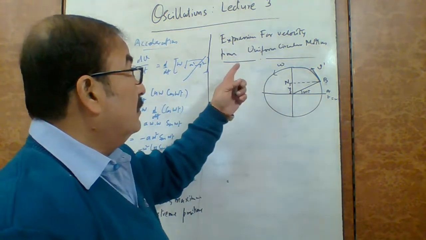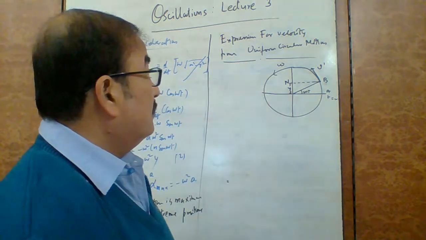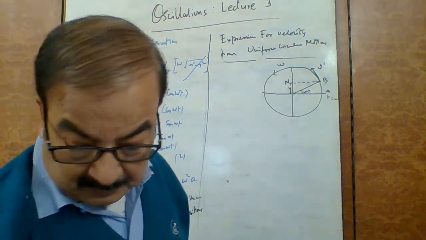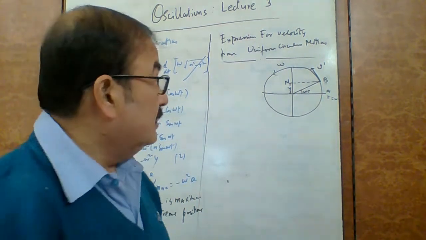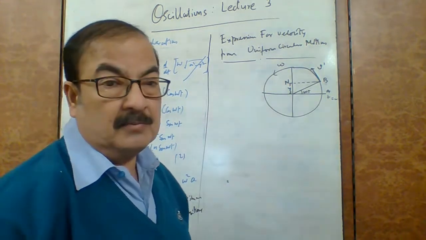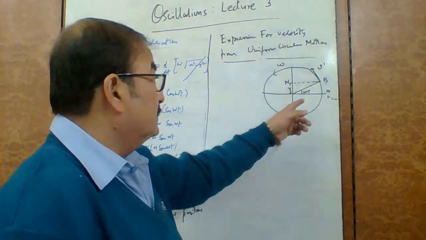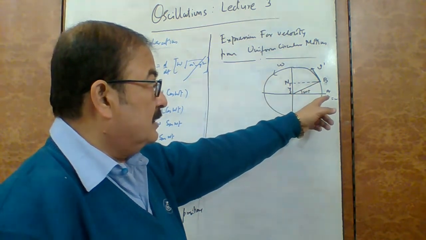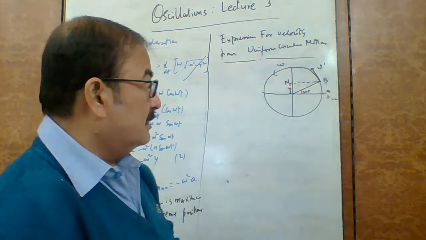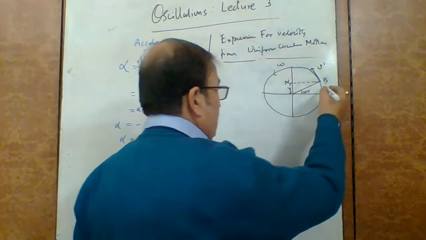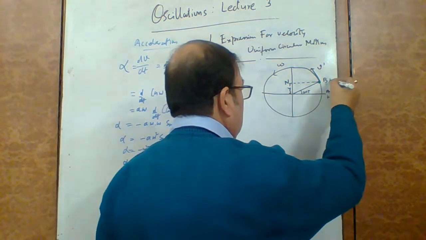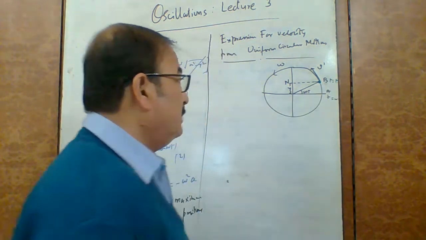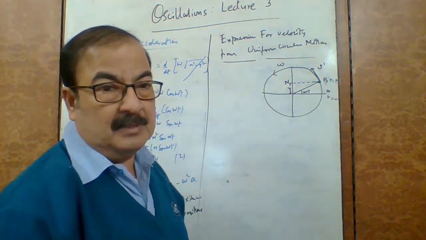Uniform circular motion I am talking about, the expression for velocity from uniform circular motion. That is actually the correct method of finding out the expression for velocity. What we have, we take at t equal to 0, the particle is at position A, and at t equal to t, the particle is at position B. Okay, this much is given.